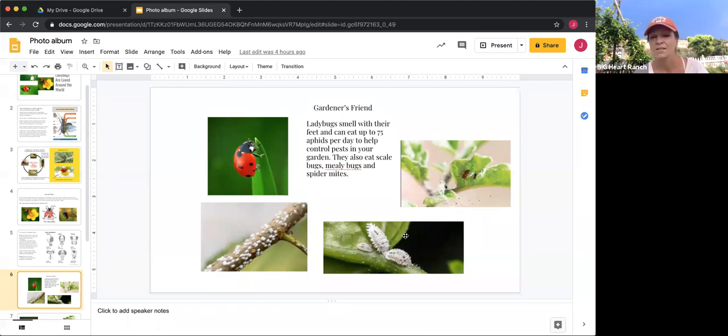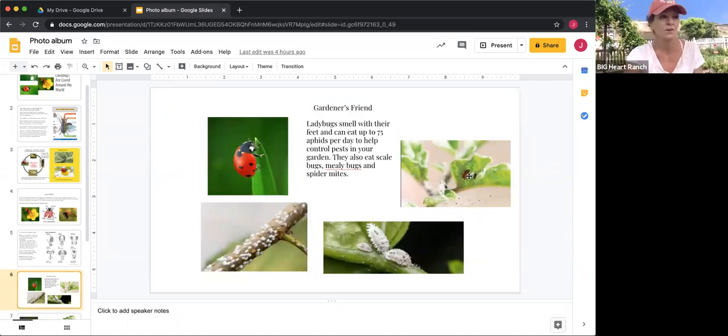And the one next to it is a mealybug. These look kind of like prehistoric. And then if you see anything like little red dots clustered together, those are usually spider mites. And you'll oftentimes see little webs next to them. So these are three different pests that the ladybug can help you with.